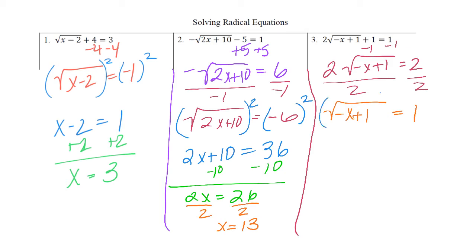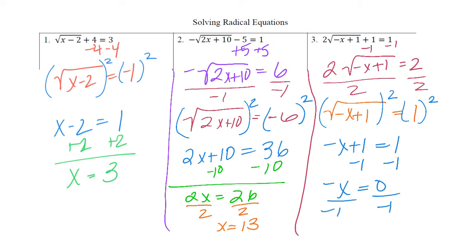Square both sides. Negative x plus 1 equals 1 minus 1. Negative x equals 0. Divide by negative 1. X equals 0. And remember, 0 can be an answer. It's a number just like every other number. It doesn't matter that you got 0. That's an okay answer.